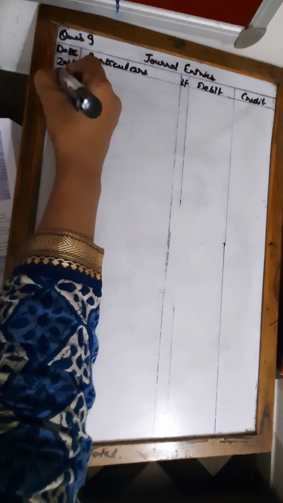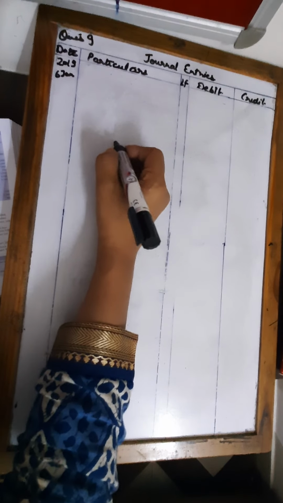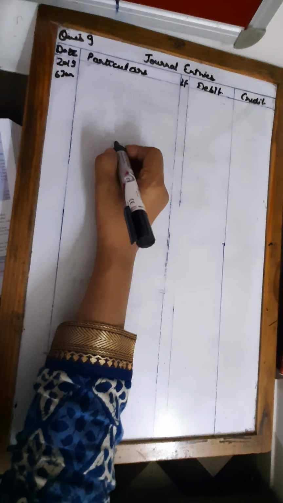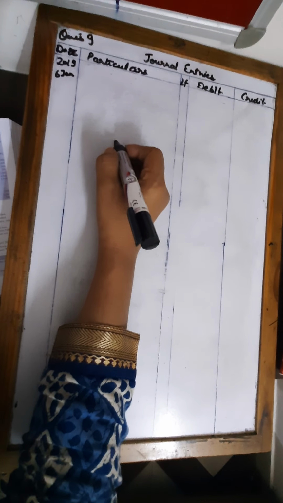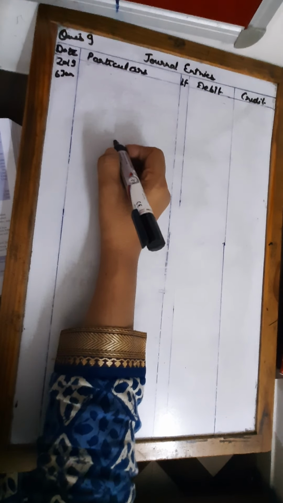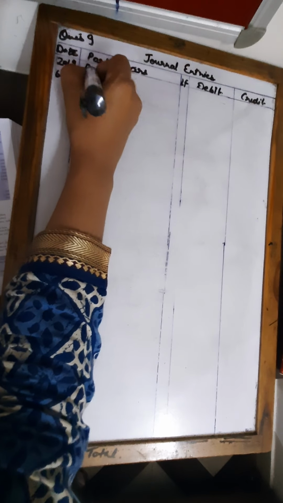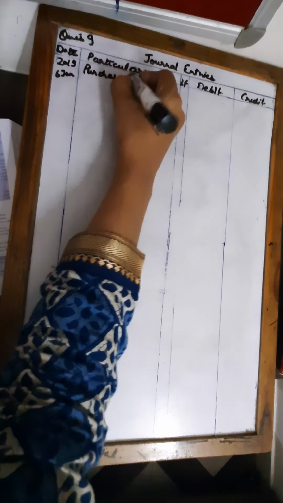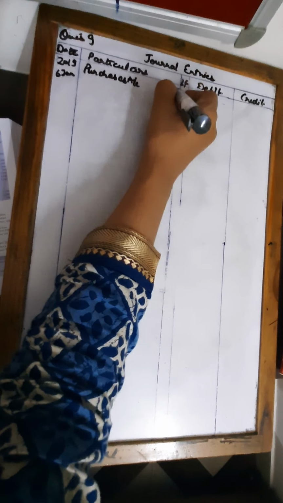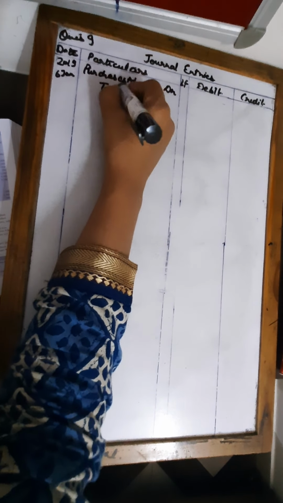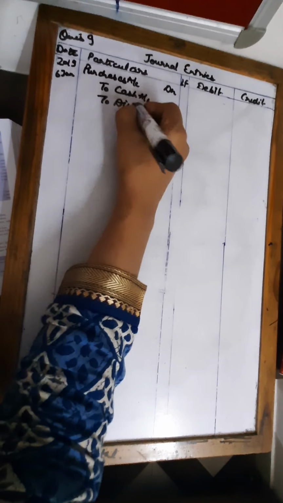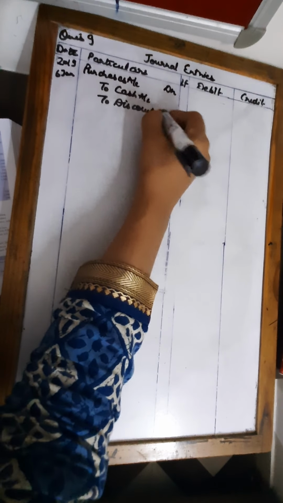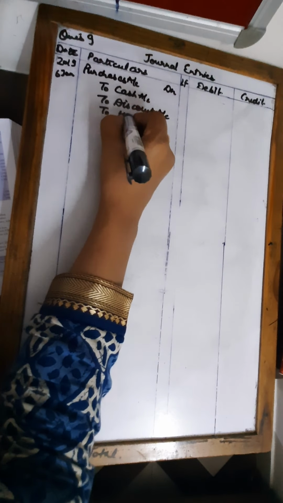2019, 6th January. Purchase goods from Henry for rupees 50,000 on 10% trade discount and 4% cash discount and paid 60% amount by check. So entry will be purchases account debit to cash account, to discount account, to Henry.